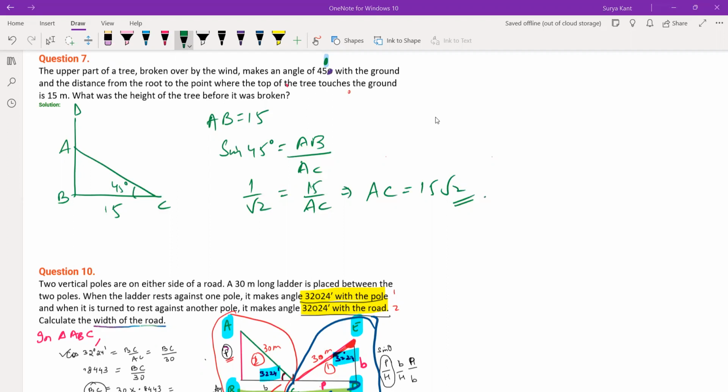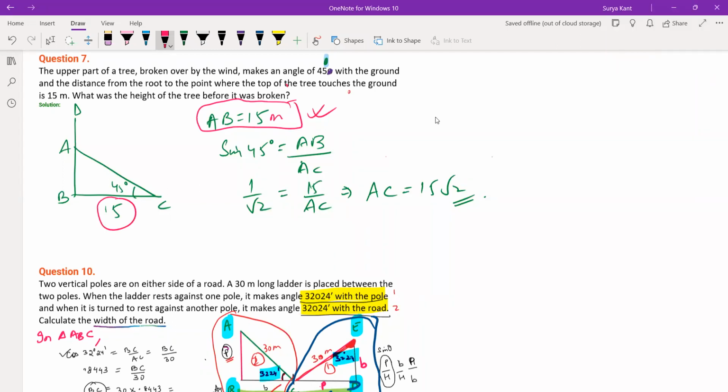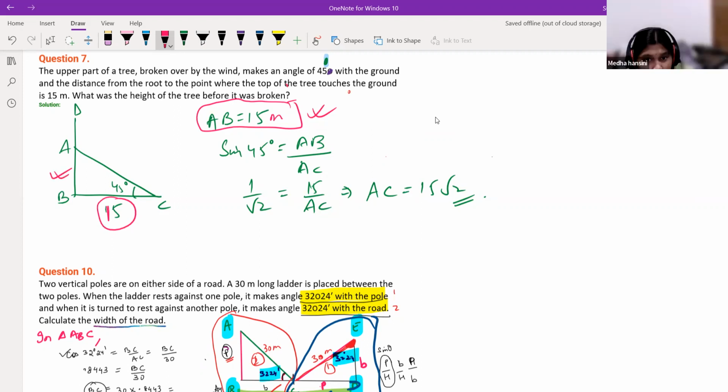So AB is equal to 15. Hansini, you understood? Sir, I didn't think of directly taking sine 45, sir. That's why. Hansini, AB is equal to 15 meters. How it came, you understood? Tell me. It's there in the question, right, sir? Question is given 15. No, BC is equal to 15. It's given BC, not AB. Yes, sir. So how does AB become equal to 15, how does it become?